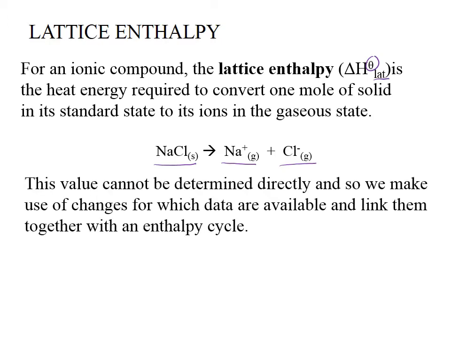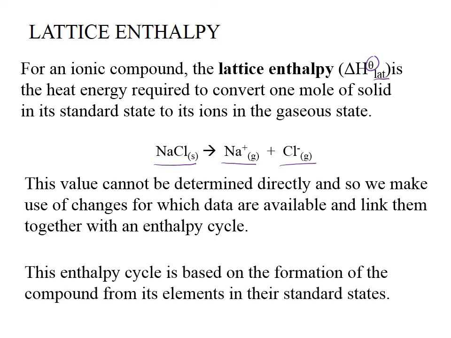This value cannot be determined directly, so we make use of changes for which data are available and link them together with an enthalpy cycle. We discussed this with Hess's law. If we know parts or we know indirect routes, we can add it to the whole and figure out what our unknown is. This enthalpy cycle is based on the formation of the compound from its elements in their standard state. And so we're going to do essentially a drawing of what this looks like, since I'm a very visual person.